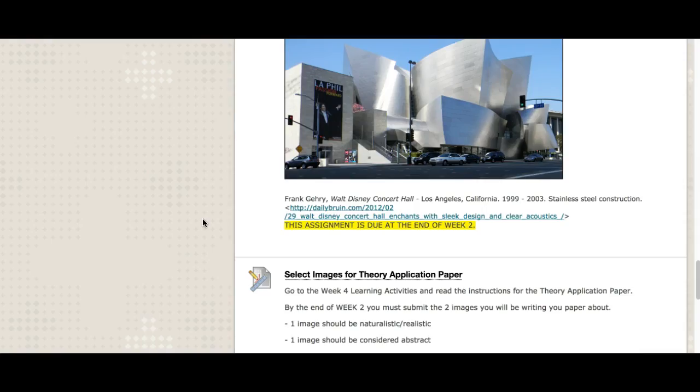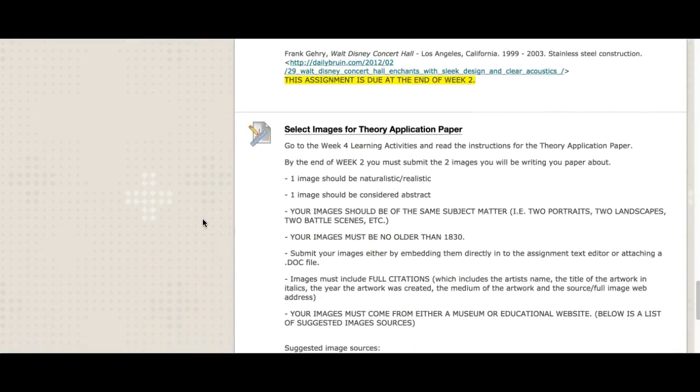So that is your first create assignment. So make sure you get those week 2 images done. And this is the big thing that I want you to really make sure you spend a little time thinking about this week. Go to the week 4 learning activities and read the instructions for the theory application paper. If you have questions, let me know, and I will talk about this in the week 3 and week 4 announcements, of course, as well.